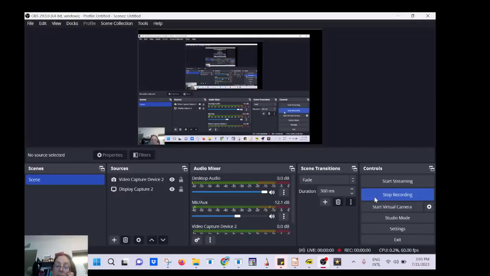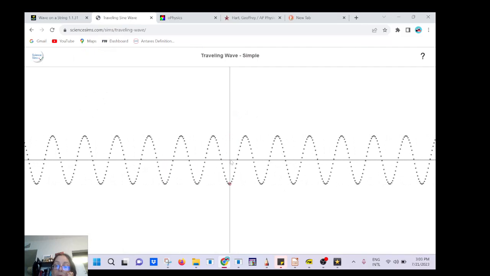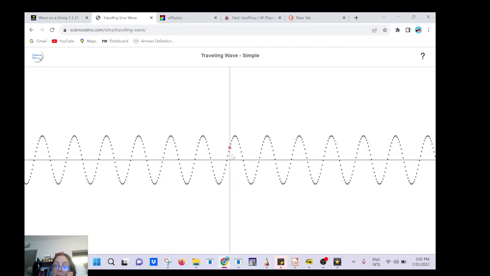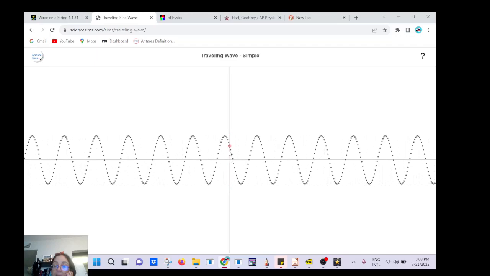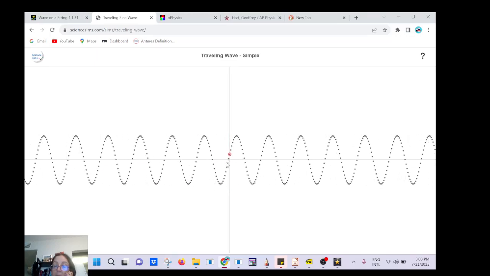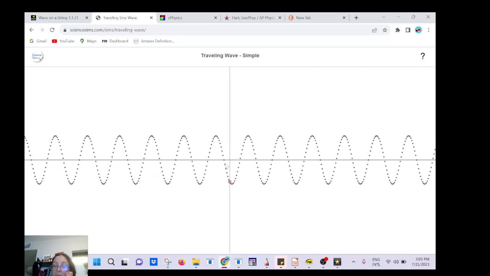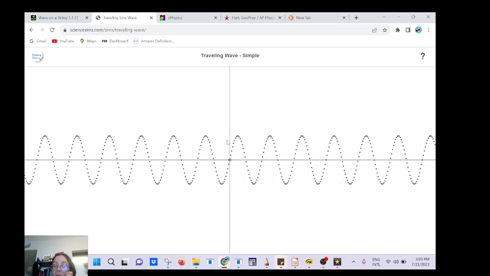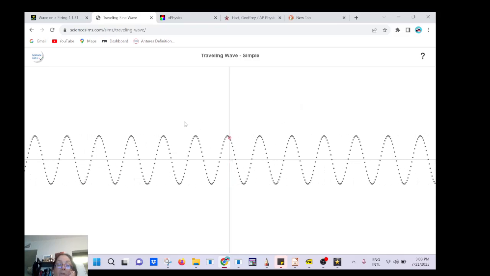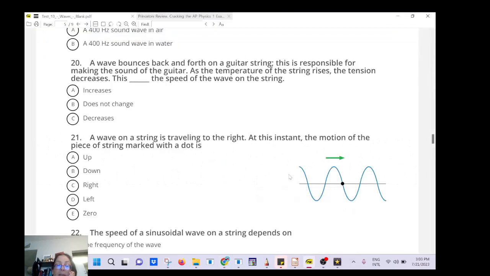I found a website here, and you see that's the traveling wave. Look, when the top is coming toward this particle here, it's going up. When the trough is coming toward the particle like this one, it's going down. So again, when the crest is here, it's going to go up. That's a great simulation to understand. So anyway, the answer is up.